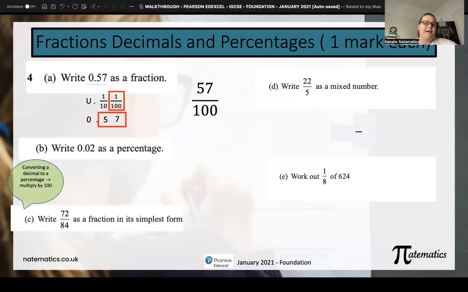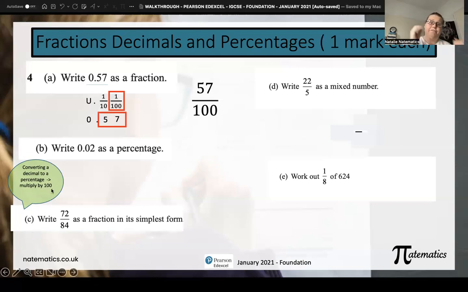Okay, next one we have write 0.02 as a percentage. Decimal to percentage. A good part for revision actually is having this little triangle thing that I do where I've got a fraction and then converting to a decimal, converting to the other one, percentage. And you just think, what are the methods to go from one to the other? So write 0.02 as a percentage.